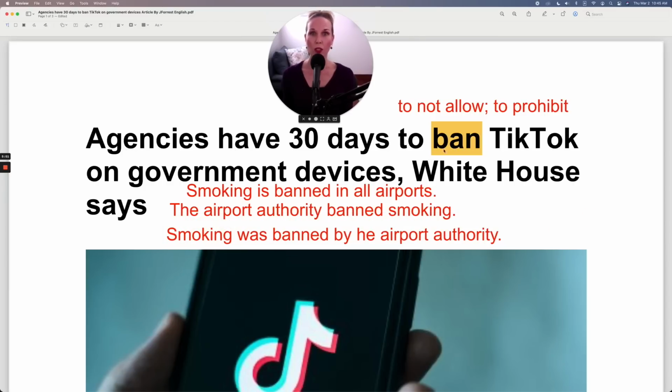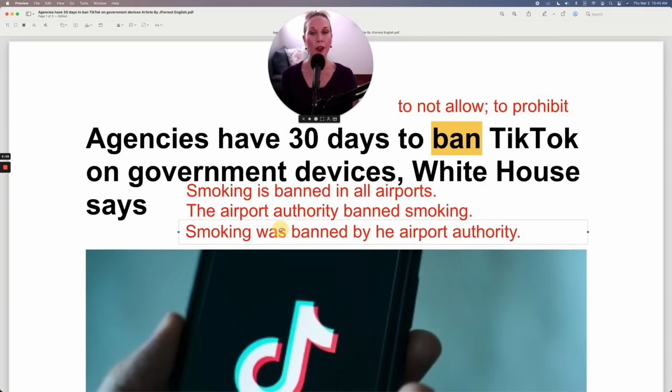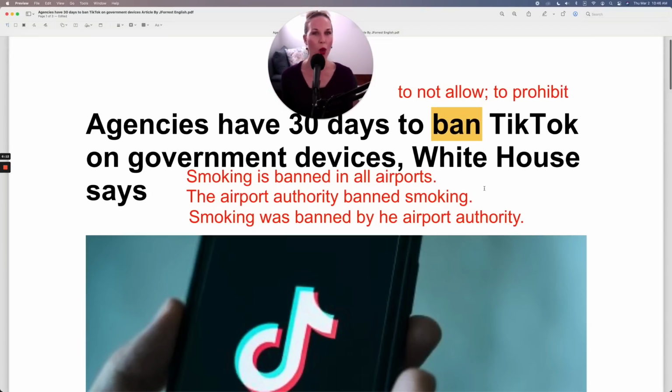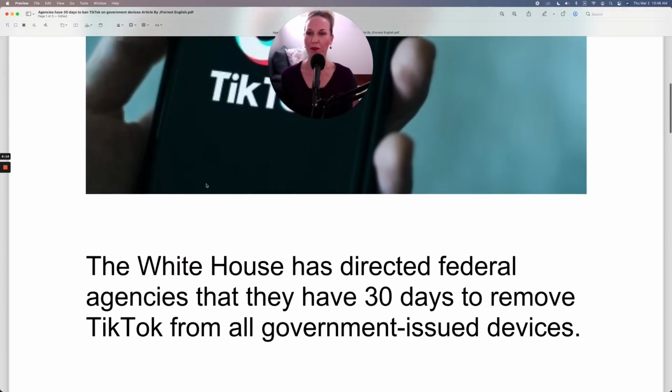So you can use the verb ban in an active sentence, and it's very commonly used in the passive sentence as well. Let me read the headline again. Agencies have 30 days to ban TikTok on government devices, White House says. So this is an order coming from the White House. All right, let's continue on.